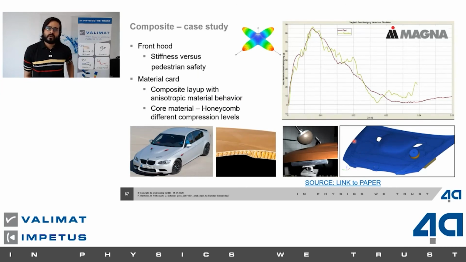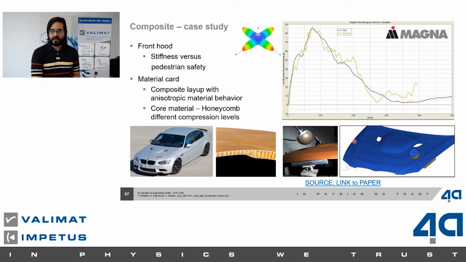Ending with composites, we have a case study here, which is a front hood of a commercial car. The front hood was a honeycomb structure. So we have a skin layer, then a comb layer, and then a core layer. Using all these tools at our disposal, Valimat, Impetus, and MicroMec, we were able to define a composite layer with layup with an anisotropic material behavior. We characterized the skin and the core materials separately so that we get the material cards for the whole layup.